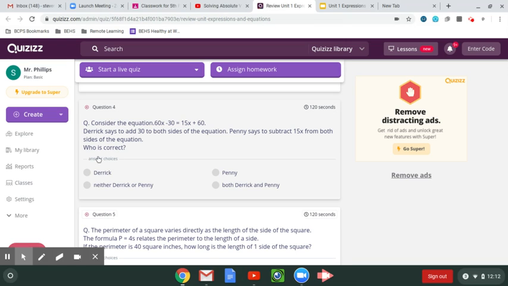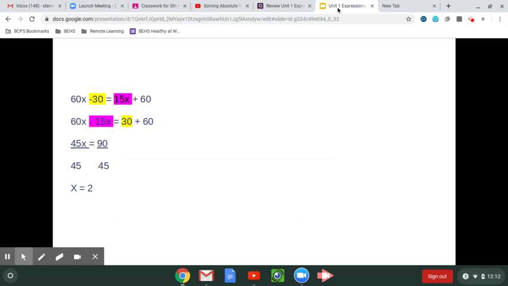But the question was asking, Derek says to add 30 to both sides. Well, let's see if we did that. Did we add 30 to both sides? Well, we took a negative 30 and we would have put plus 30 right here. And then we moved it to the other side and we would have added 30 here. So we did add 30 because we changed it from a negative 30 to a positive 30. So we did do that step.